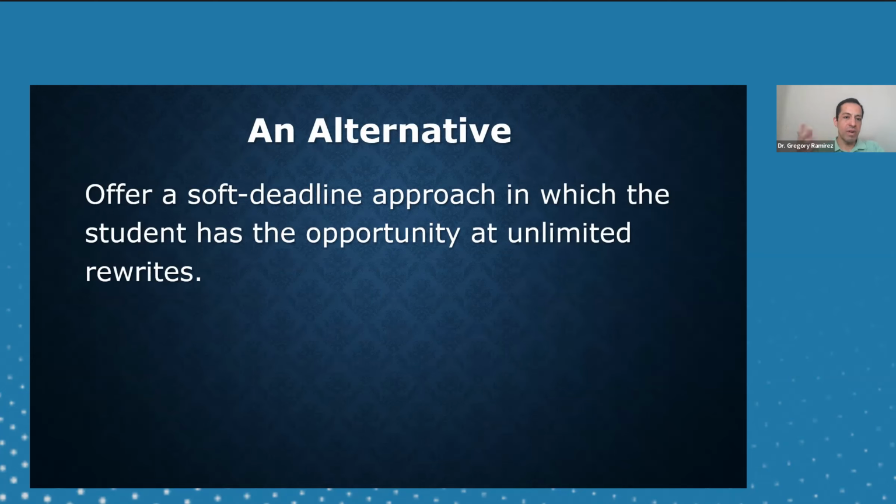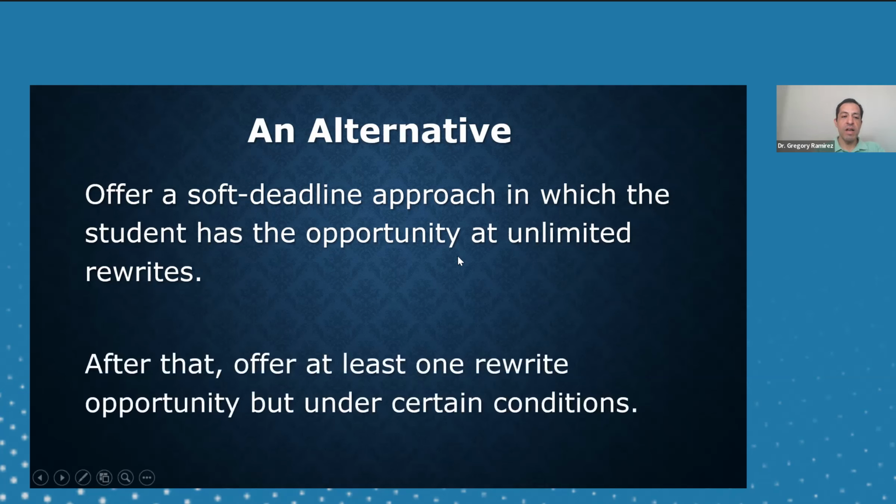Maybe instead offering a soft deadline approach, and in that one allowing the opportunity for students to say, hey, if you are able to get it in by this particular deadline, you're going to get a chance at unlimited rewrites to earn whatever grade it is that you're wanting to earn. And just giving that to the students. If they were to not meet that particular deadline that's first established, then offer at least one rewrite, but to do so under certain conditions.